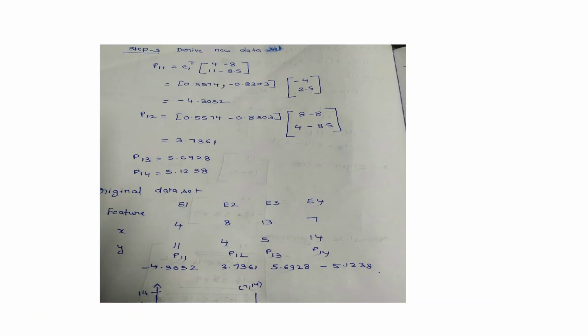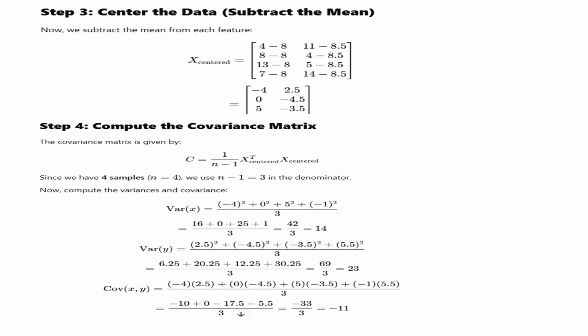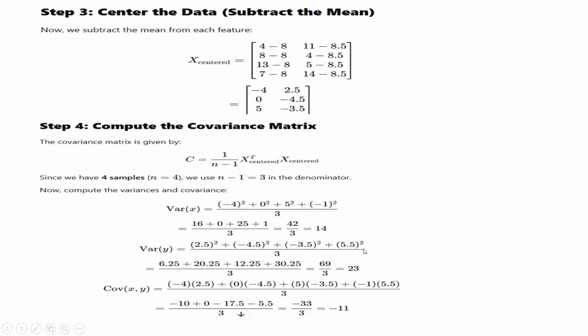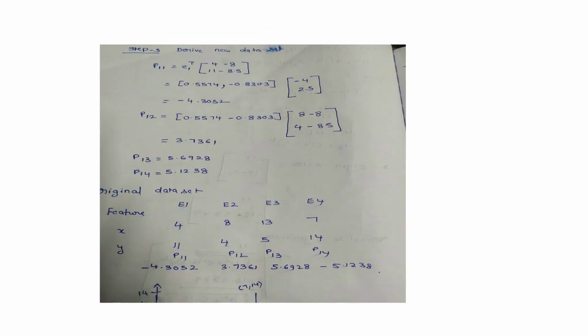After calculating these eigenvectors only, we can generate the new data set which is used to convert two-dimensional to one-dimensional. For this problem, we are converting the two-dimensional to one-dimensional. We already generated eigenvector 1. We have to perform transpose for this value and the new data point. The already existing data points are 4 and 11. If you observe the data set initially, what is the first data point here? 4, 11. That 4 we can minus from 8 and 11 we can minus from 8.5. And it's generating the value minus 4, 2.5.